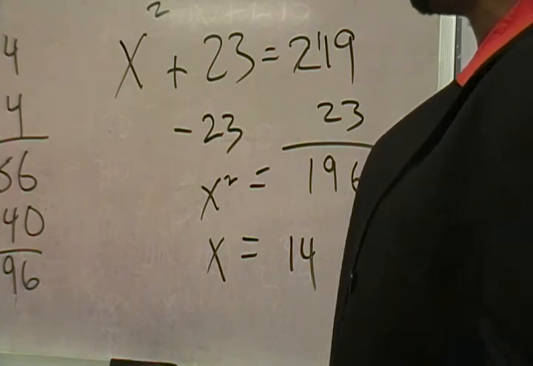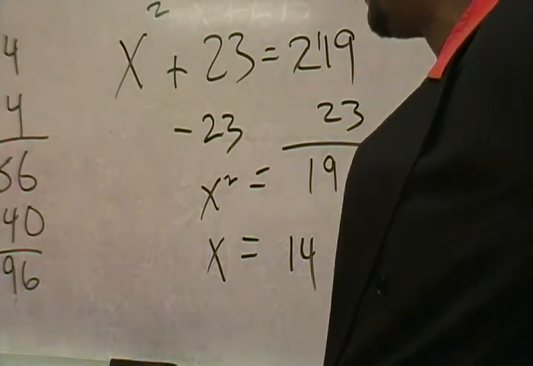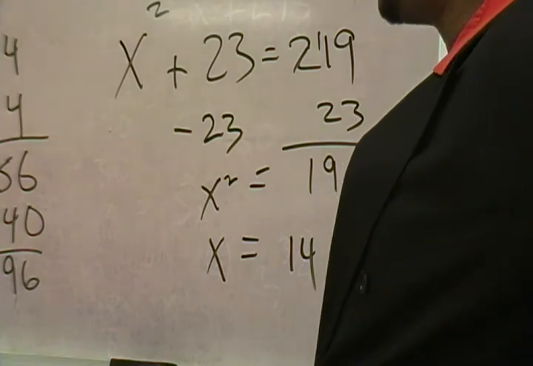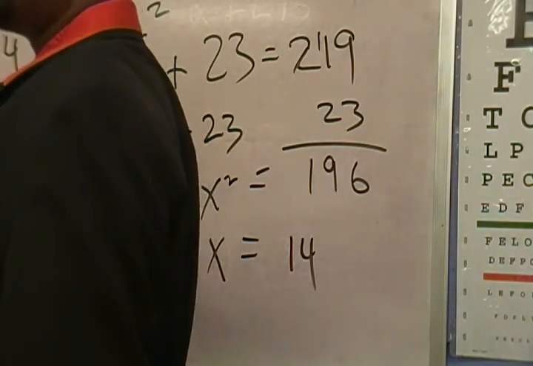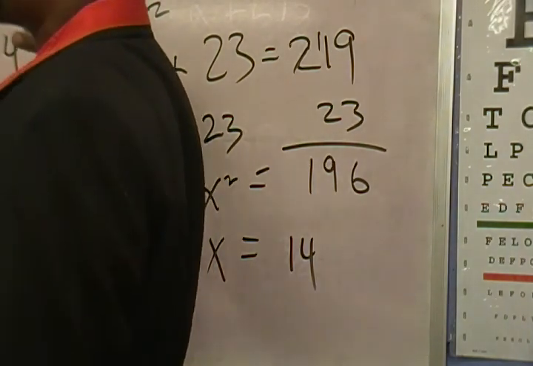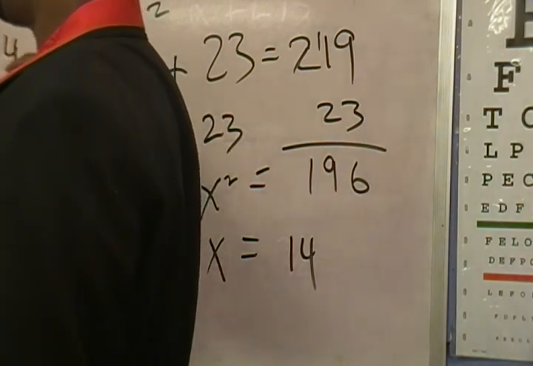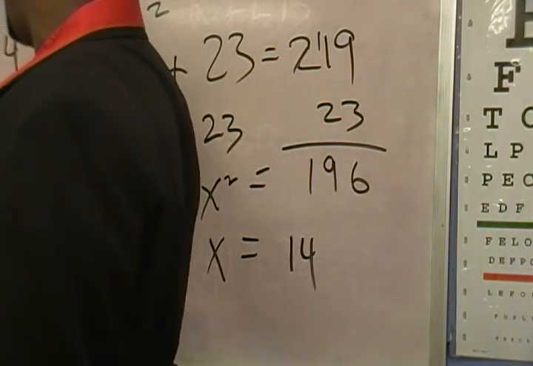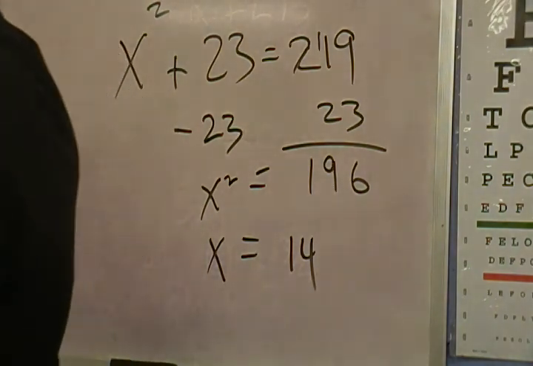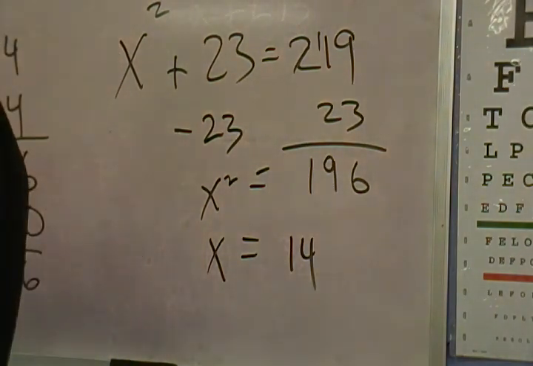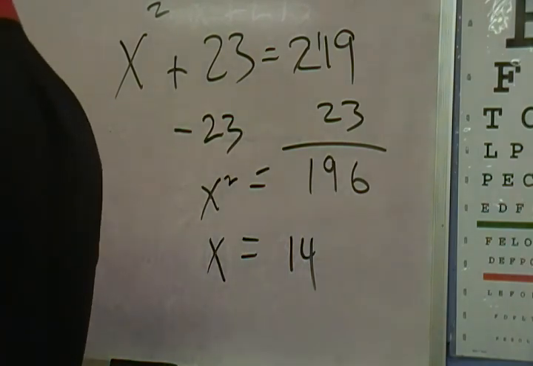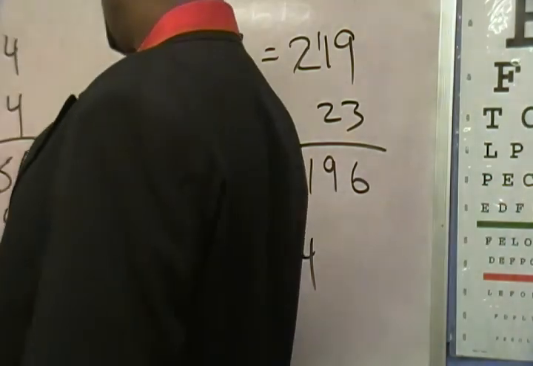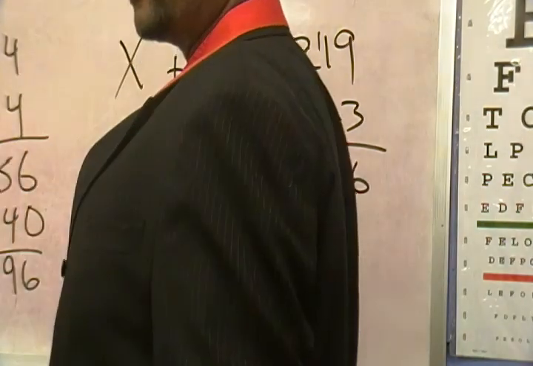13 times 13. I know that's 169. And then I said 15 times 15 is 225. 16 times 16 is 256, but that's going too high. 17 times 17 is 289. That's going too high. We want to go lower. So once you get 13 and 15, it's got to be in the middle, right? We tried 13, it didn't work. We tried 15, too much. Tried 14, just right.